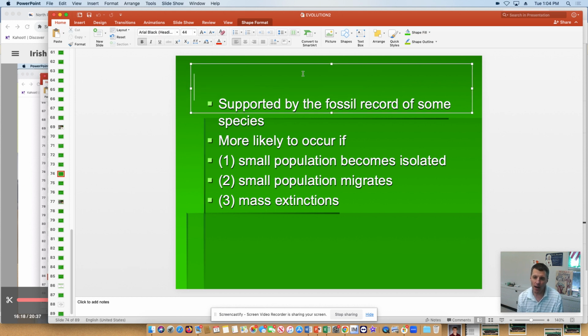And it's supported by the fossil record of some species. It's more likely to occur if a small population becomes isolated, or a population migrates, or if there's a mass extinction, when you're going to have that more drastic change.